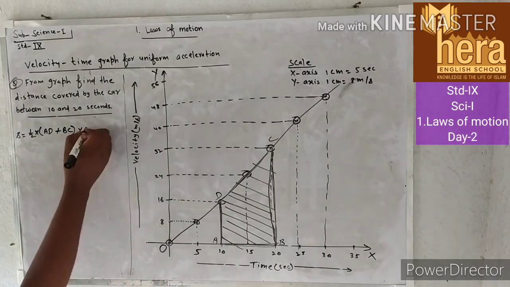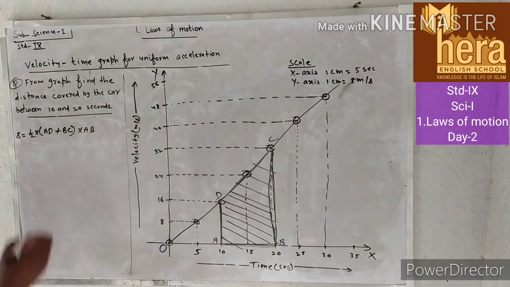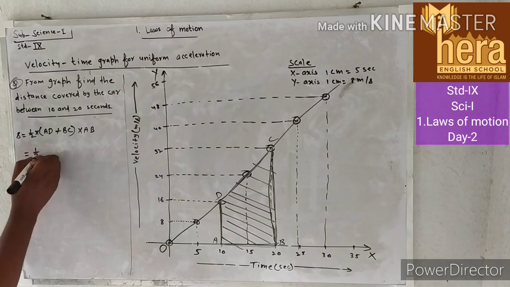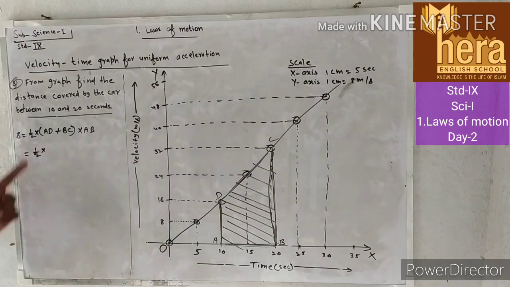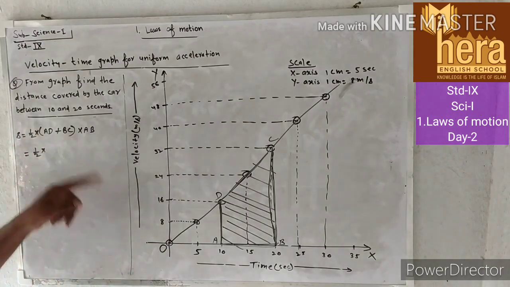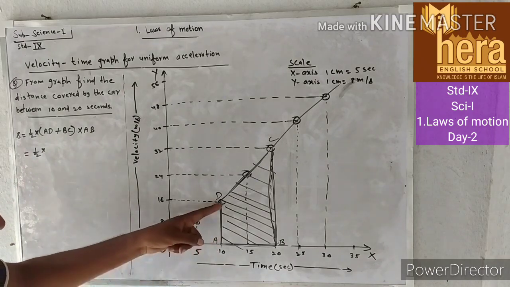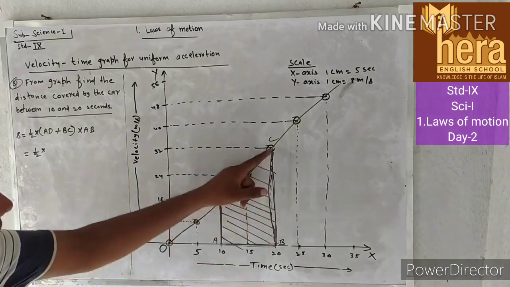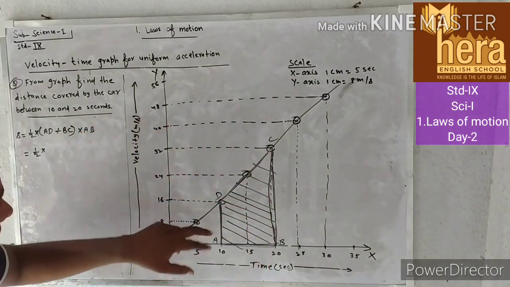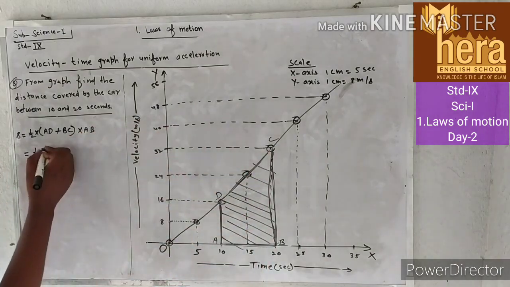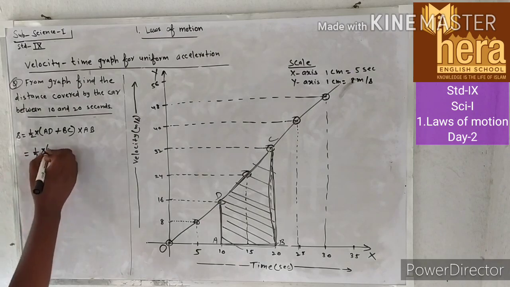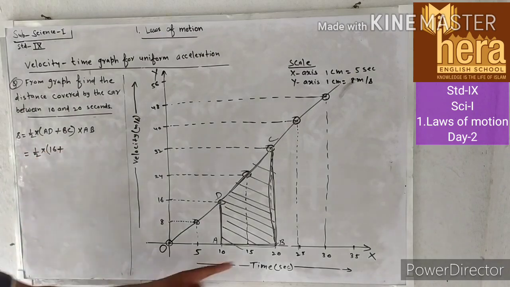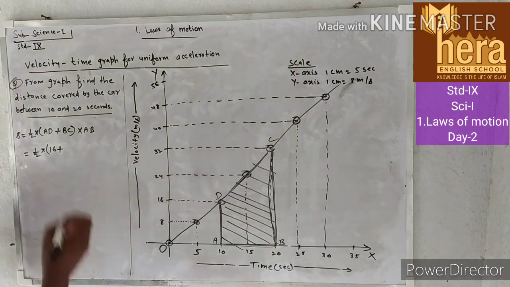Right here, AB. First of all, write AB, so 1/2 into AD plus BC. AD, how much? AD is 16. This is 16, and BC is 32. Then it means right here 16 plus BC is equal to 32.